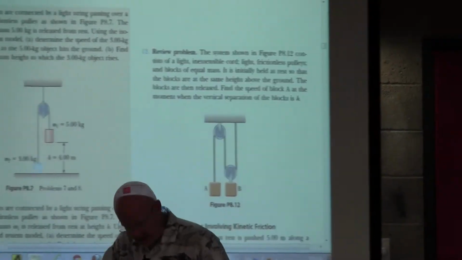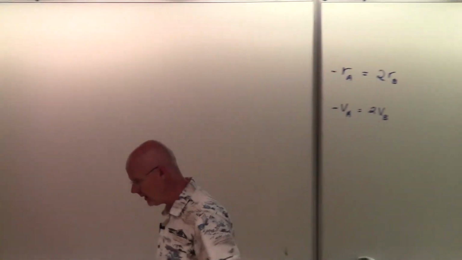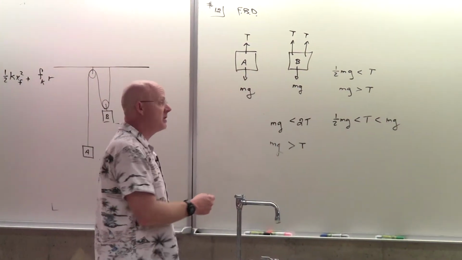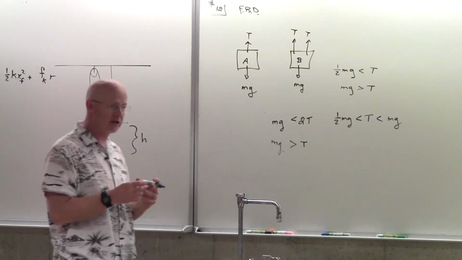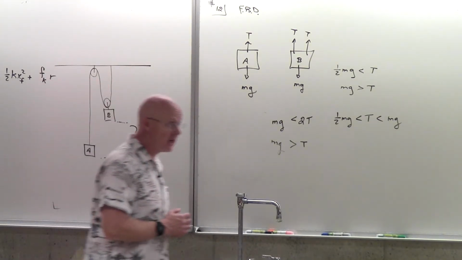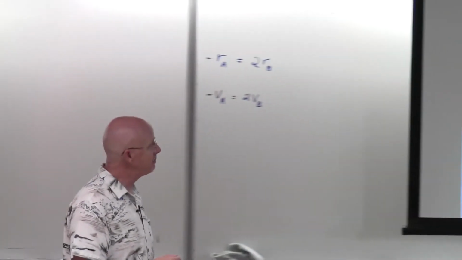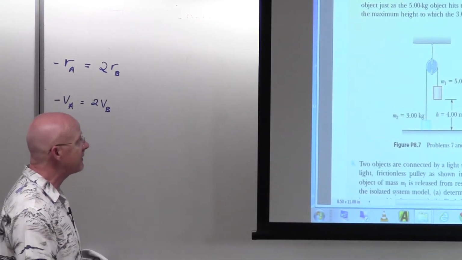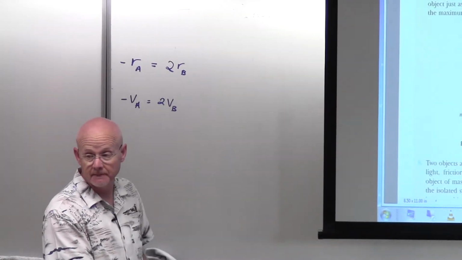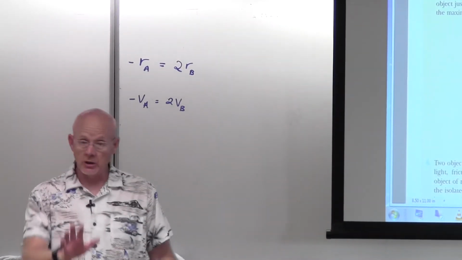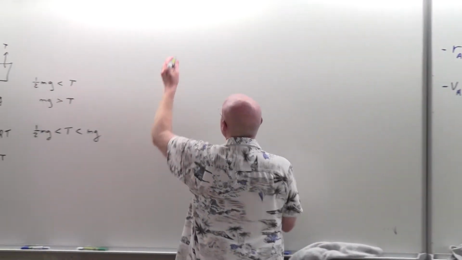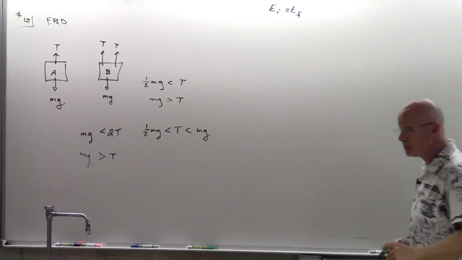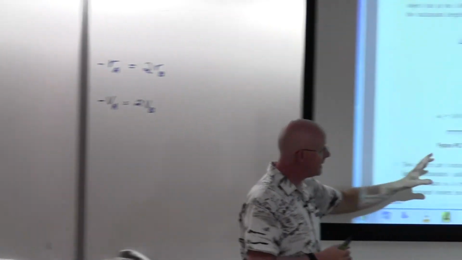And again, we did this problem in chapter 5, and so that's why it says on there, review problem. But now I'm going to apply this to the energy discussion that we're trying to have in this question and answer what they said, which is how fast is block, and which one are they asking for? A. Find the speed of block A at the moment the vertical separation is h. So let's do this. Let's start by saying initial energy is equal to final energy. And initial energy would be in this picture right here.